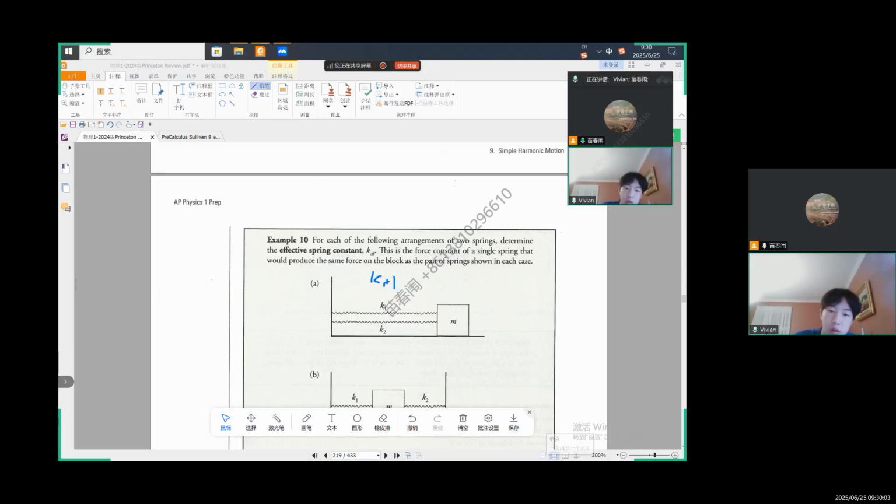Yeah. You can imagine that this one is pulling him, and this one is pulling him, right? So it's basically negative K1x plus negative K2x, and divided by x, which gives K1 plus K2. If this is F, yes, K1 plus K2. Good. Second one.